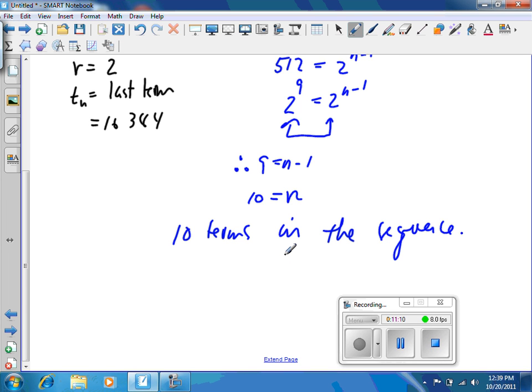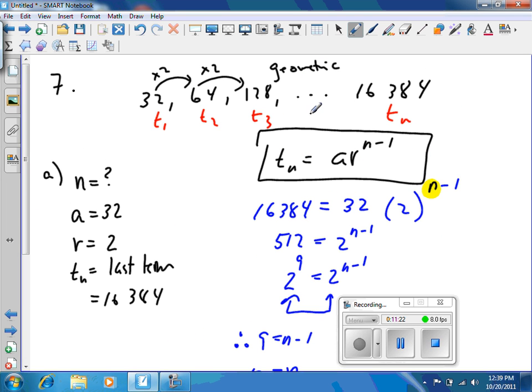Okay, the next question says, which term in the sequence is 1024? So let's see. Let me look at my sequence. Here's my sequence. And now what we're wondering is, one of the terms in here is 1024, and which term is this? That's the question.